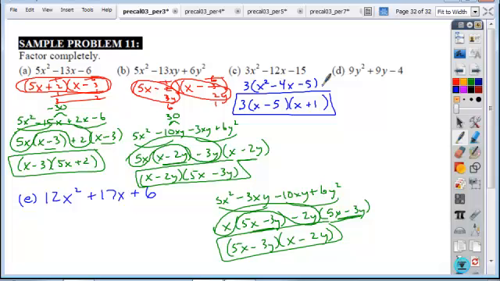Okay? So, again, if you can factor it out early, it simplifies the problem for you, and it eliminates the opportunity to make that little common mistake. Okay, so look for that first.